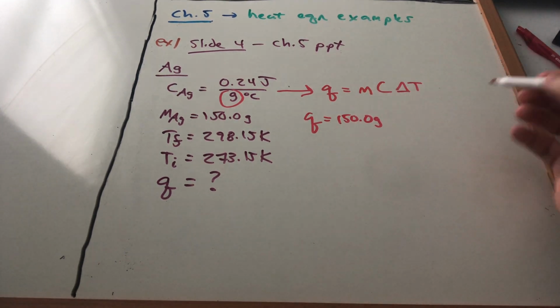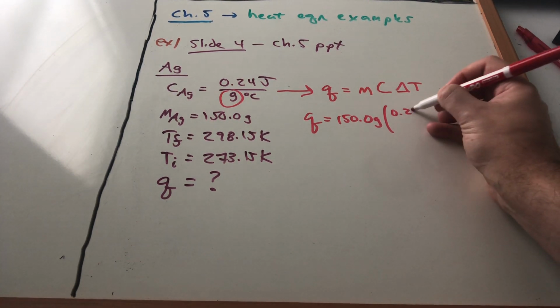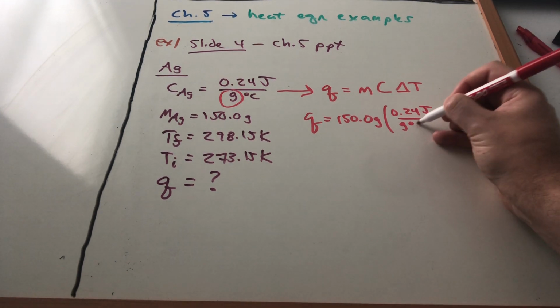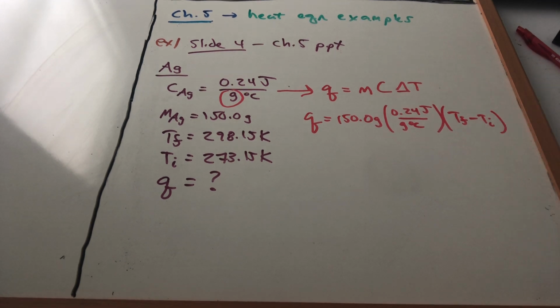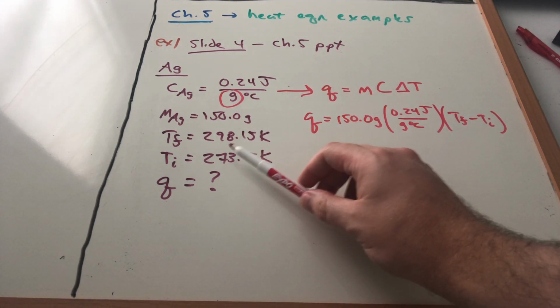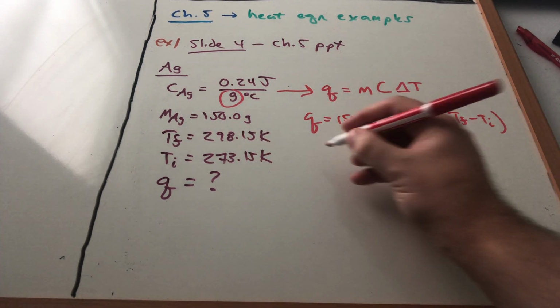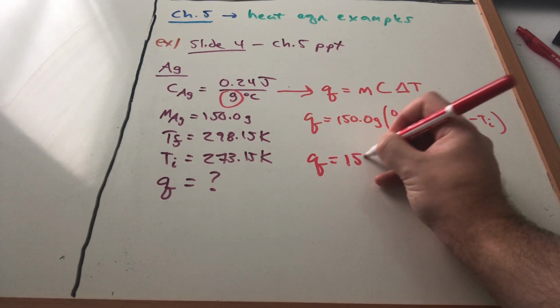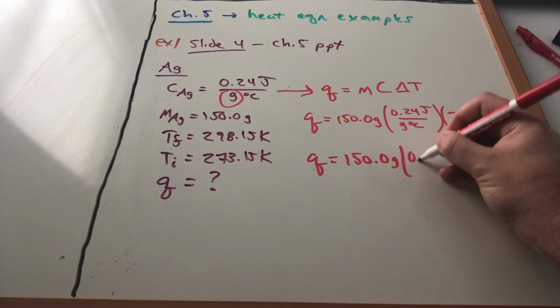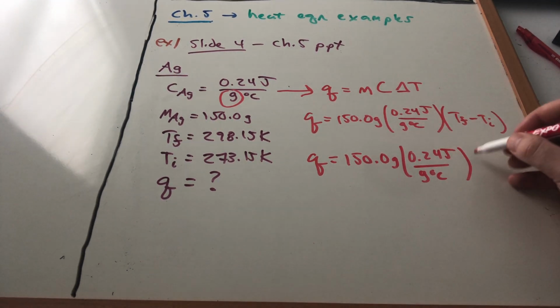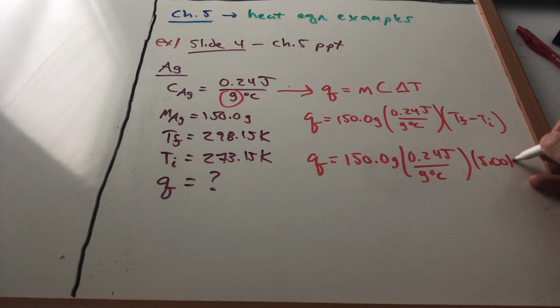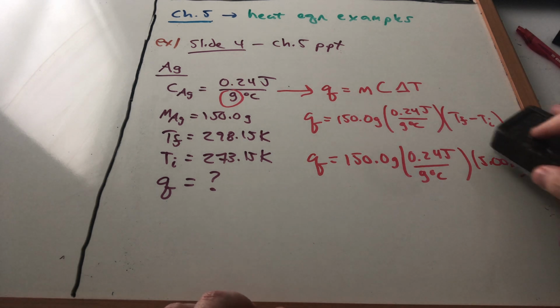150.0 grams is our mass. Our C is 0.24 joules per gram degrees Celsius. And remember, T final minus T initial is our delta T. If I look at this delta T, it looks like a 25 Kelvin delta T. So I write this as 150.0 grams, 0.24 joules per gram degree Celsius, and then this looks like 25 Kelvin for my delta T. Oh, sorry, not 5, 25.